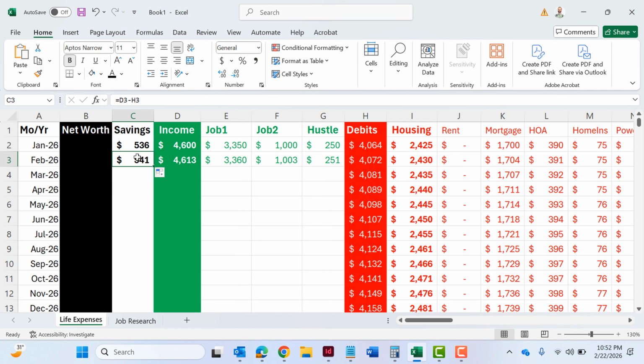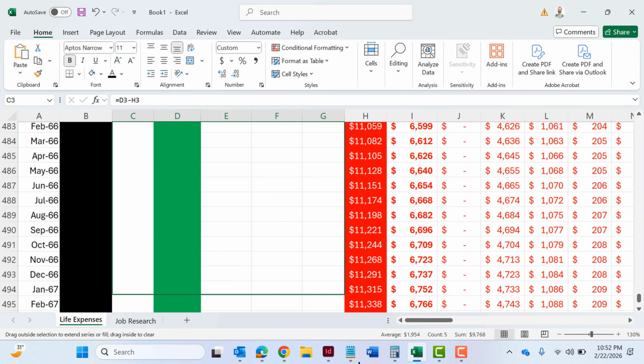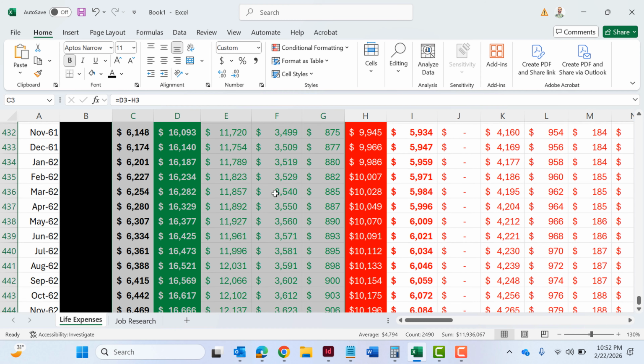So what we're going to do is highlight all of these. That's our savings, our income, and our 3 jobs. And let's pull it down to row 500. Notice how Excel starts to slow down for you when you get to the end of your Excel spreadsheet.